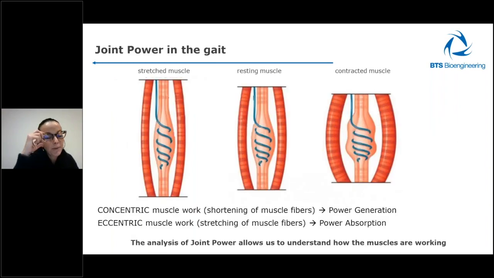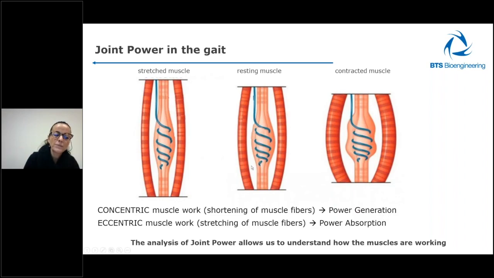Now, let's explain the concept of joint power. First of all, it's essential to remember which are the two different ways to define the muscle's work. Starting from the resting position, the muscle fibers can generate force through a contraction that makes the fiber shorter. In this case, we talk about concentric muscle work, and the power is generated.